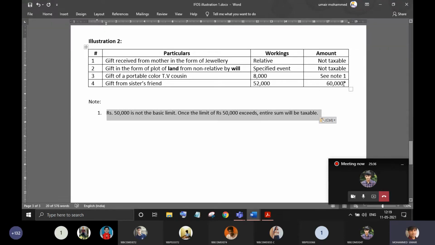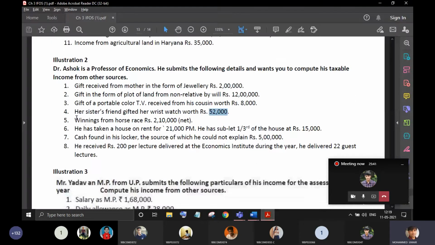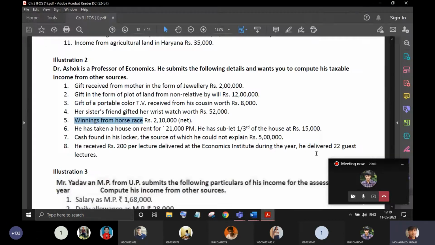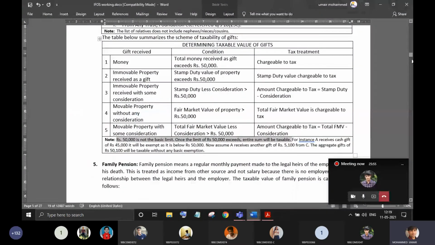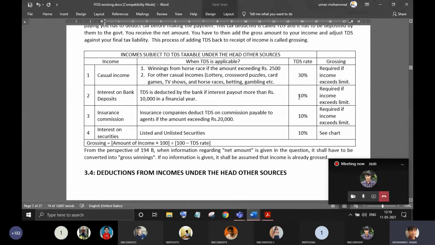Okay, so let's move on to the other items now. Next transaction: winning from horse race. The net amount is given, so we have to gross it up. What is the TDS rate in case of casual incomes? In case of casual incomes, the TDS rate is 30%. So write down 30%.